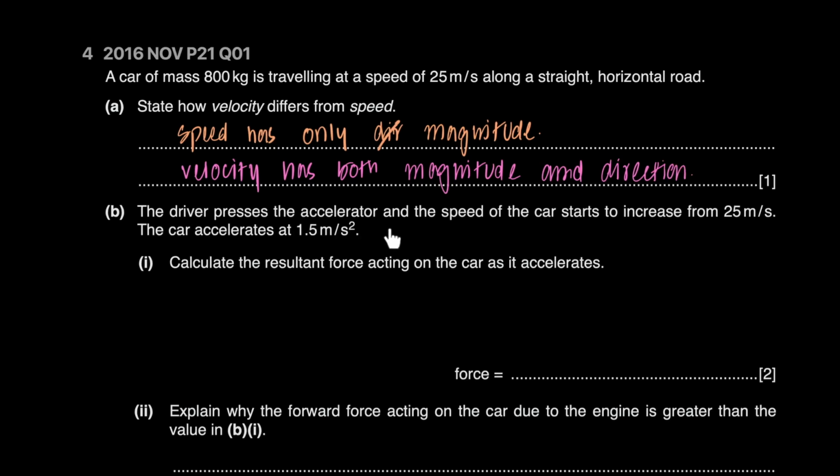The driver presses the accelerator and the speed of the car starts to increase from 25 meters per second. The car accelerates at 1.5 meters per second squared. So the car is accelerating. This is the acceleration, that's a, right? And we know the mass of the body. They're asking, calculate the resultant force acting on the body. Well, what is that? F equals ma. We know both quantities. The car is 800 and the acceleration is 1.5. That makes the force 1200 newtons.